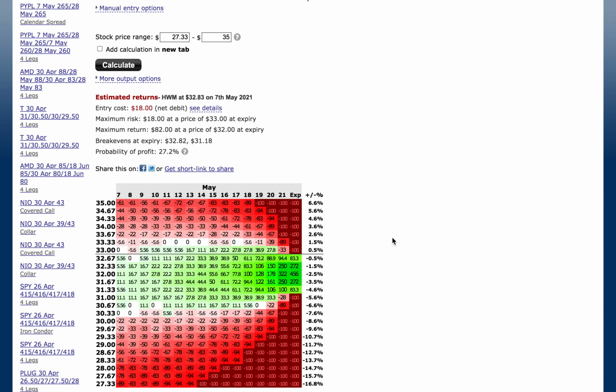So anyways, guys, this is the long put butterfly spread. Again, if you're using great stocks for this, implementing the strategy correctly, this can give you some pretty big returns. And again, it's very low cost.